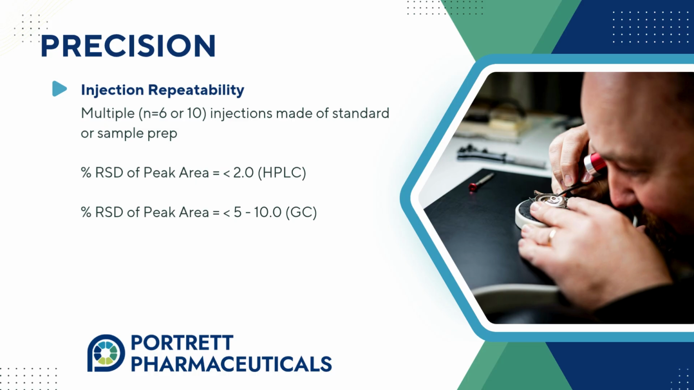Typically, a single preparation of a standard or sample is injected 6 to 10 times. A requirement for the %RSD for peak area of the peak of interest is set to less than 2 for HPLC and less than 5 or 10 for GC methods. Most of the time, the standard preparation is used for this assessment because injection repeatability is assessed as part of system suitability.